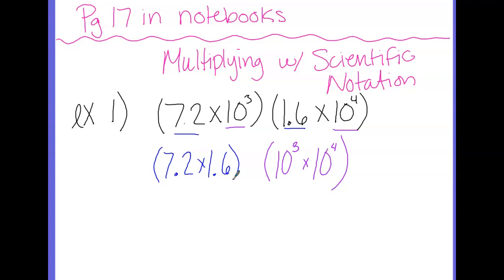So in our calculators, we would take 7.2 times 1.6 and we get, Bella, you got an answer for me? 11.52. Okay, and we take that times, what do I do here with my like bases and exponents? Sarah? I'm going to add the exponents because this is a product of powers. So I would take 10 to the third and add to the fourth, so it would be 10 to the seventh.